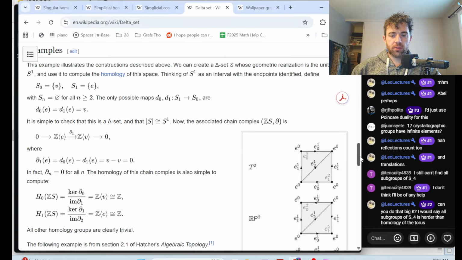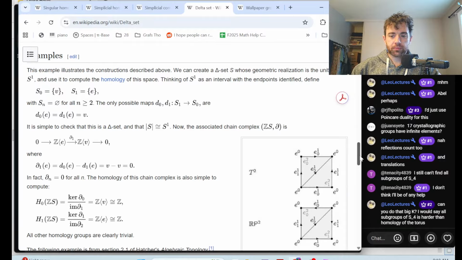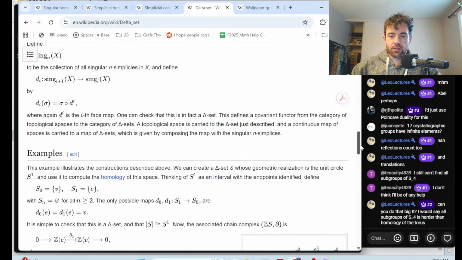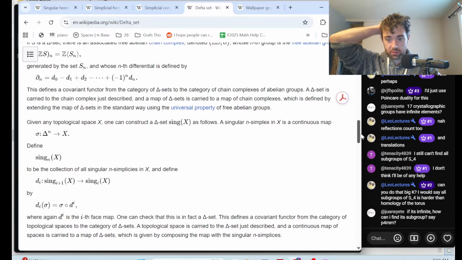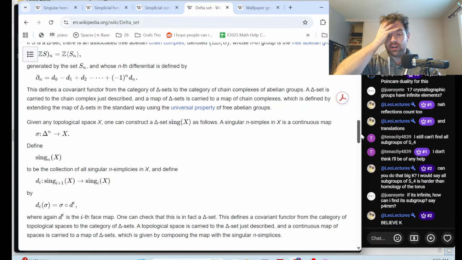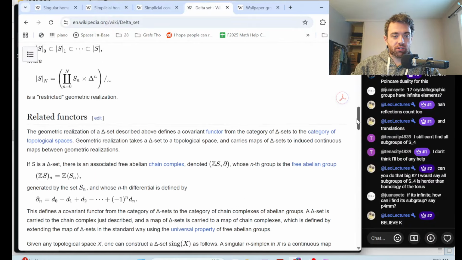Yeah, so this has to be a set map. All subgroups of S4 is harder than the homology of the torus. Well, maybe I'm misunderestimating it. Maybe I'll try that after this if I ever finish this. Maybe I'll just die here at my desk not understanding basic homology.